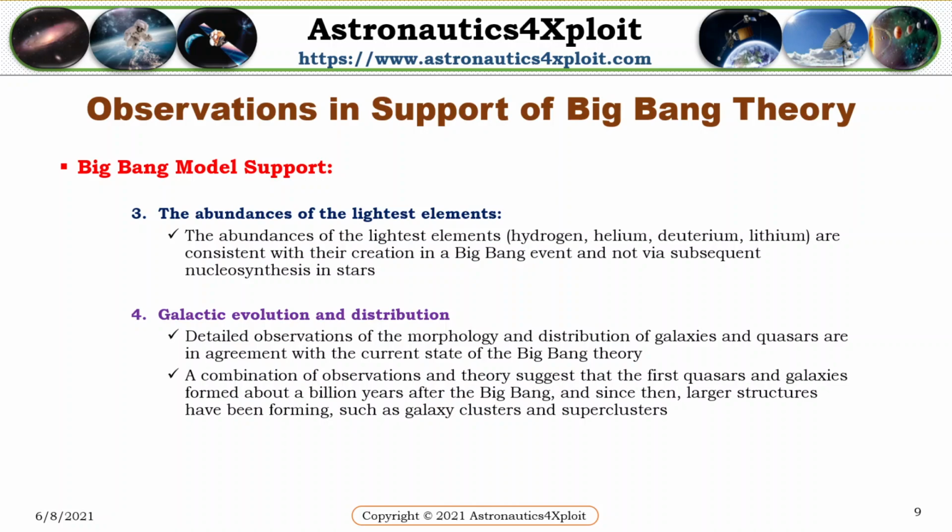Another observation that supports the Big Bang theory is galactic evolution and distribution. Detailed observations of the morphology and distribution of galaxies and quasars are in agreement with the current state of the Big Bang theory. A combination of observations and theory suggests that the first quasars and galaxies formed about 1 billion years after the Big Bang, and since then large structures have been forming, such as galaxy clusters and superclusters.